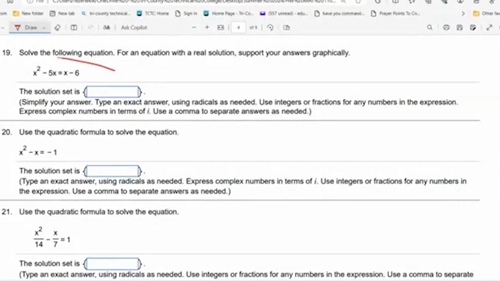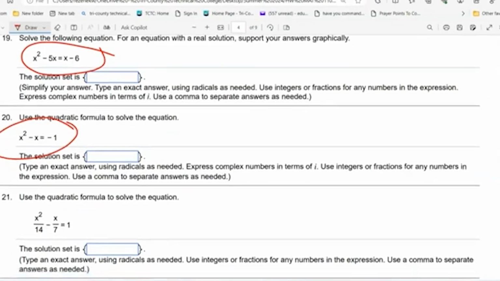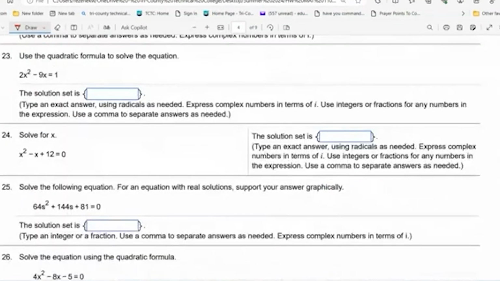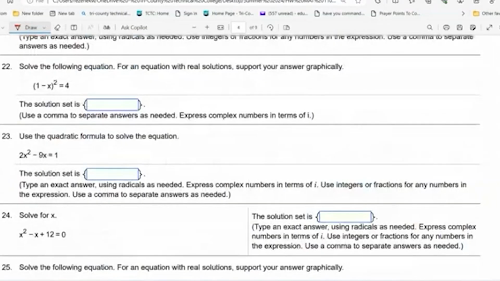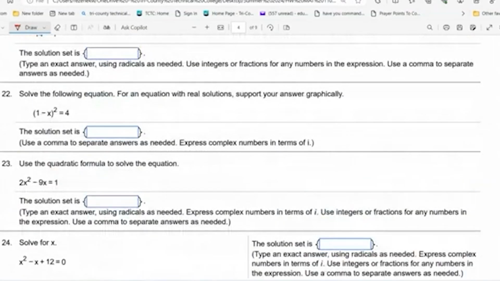So this time they did not actually tell me to use quadratic formula. Okay, let's do this one. They say use the quadratic formula. Okay, so we have done two quadratic formula, and then we shall do completing the square also. All right, so we are told to use quadratic formula here.